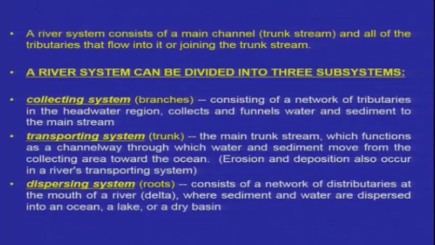Dispersing system consists of a network of distributaries at the mouth of the river, where it is depositing into the ocean. So, we may have the landform which is termed a delta; we will discuss this in coming slides, where the sediments and water are dispersed into an ocean, a lake or a dry basin. So, we have collection systems, we have branches, we have the trunk, that is the transporting system, and we have roots, that is your dispersing system. So, if we look at it, from the hilly terrain we have tributaries which are joining like this, and this is our trunk stream, and finally, we have the roots. So, this will be the mouth and this will be your source area.